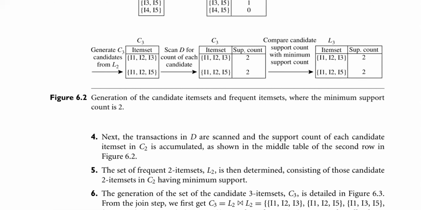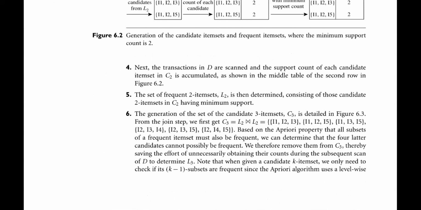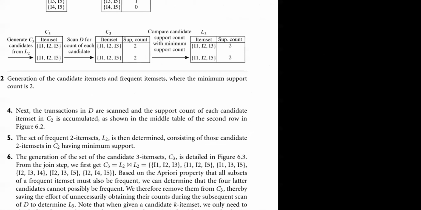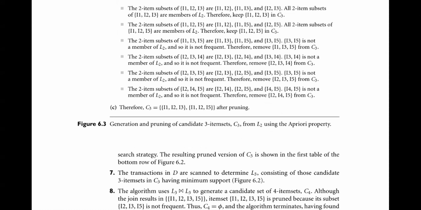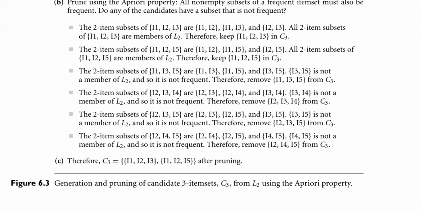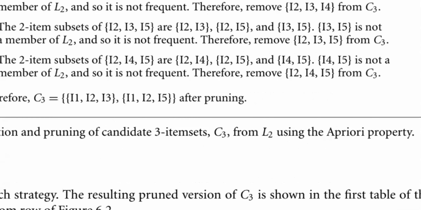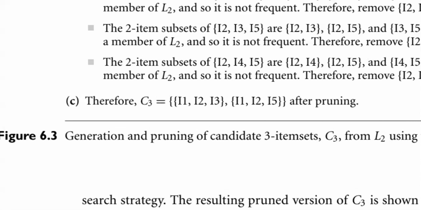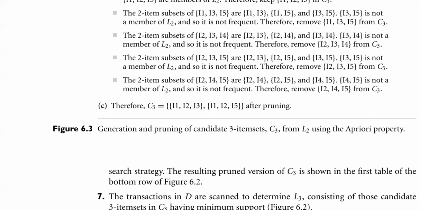This type of algorithm is called the Apriori algorithm. This is the Apriori algorithm along with the examples. So finally, you have to do pruning, that is I1, I2, I3. Joining steps and pruning steps. Finally, after pruning, you can get two item sets. One is I1, I2, I3, and the second one is I1, I2, I5. So this is what you have after pruning. This is the final value you can get.